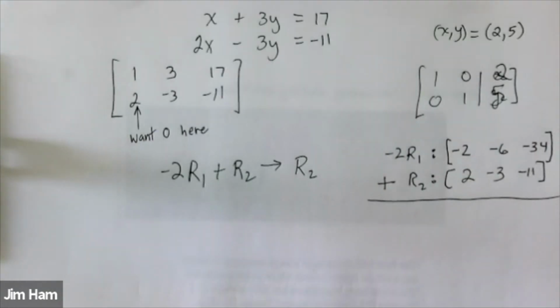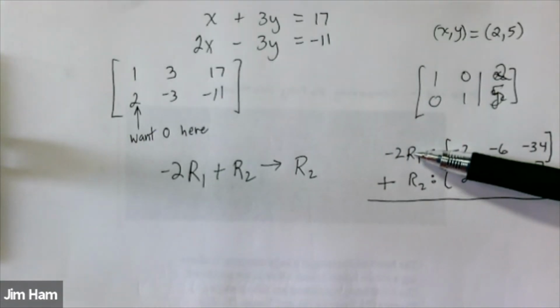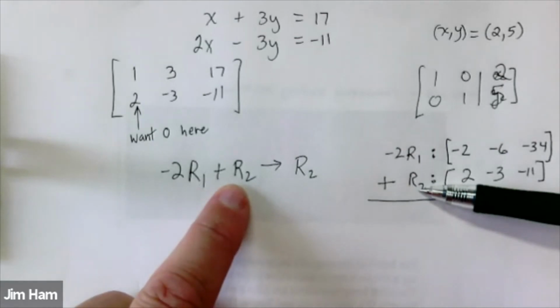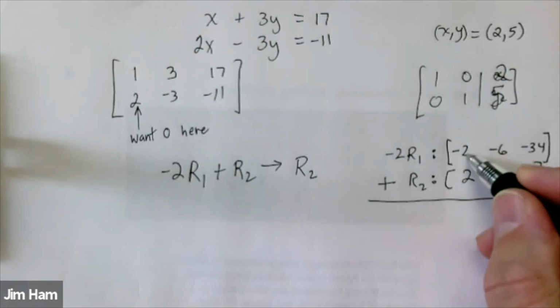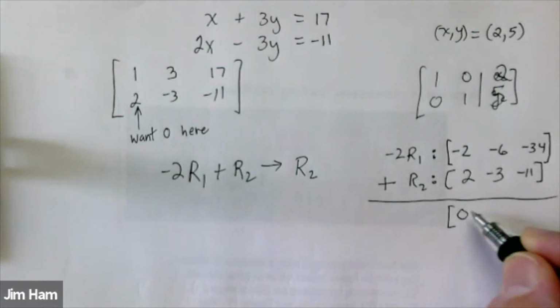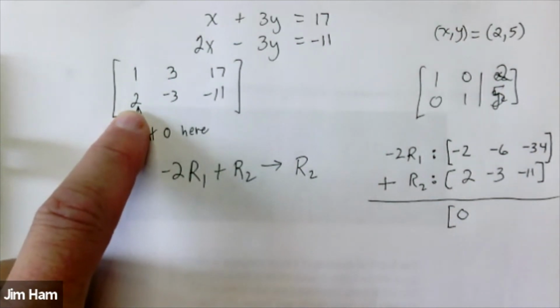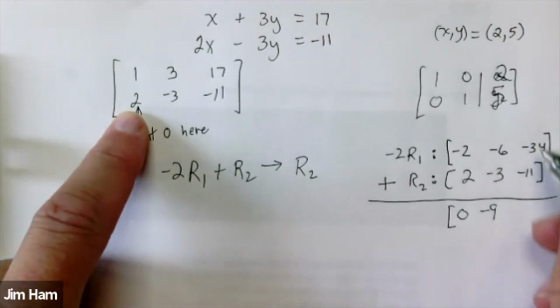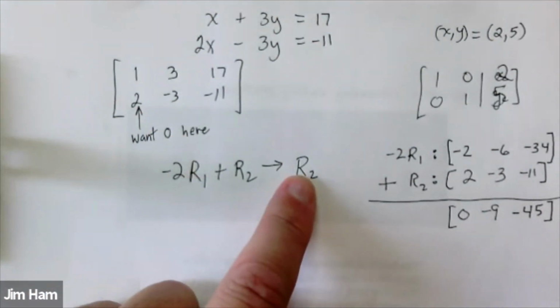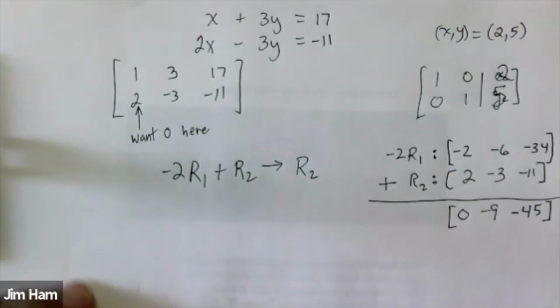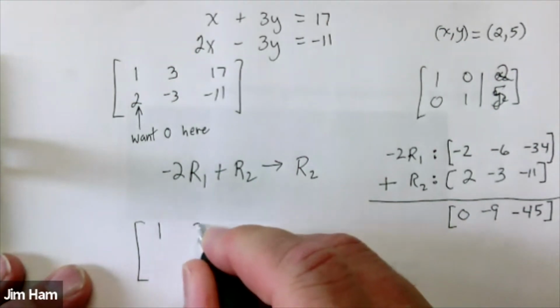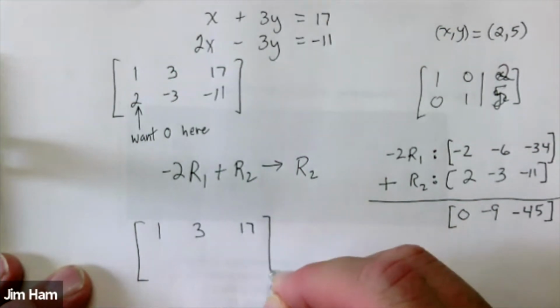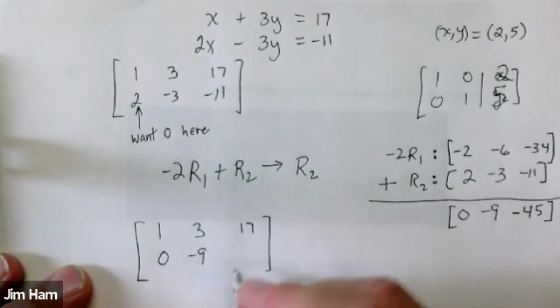So if I add -2 row 1 plus row 2, that is, add these two row matrices here, you're going to see the 2 and the -2 add up to 0, and that's what's going to give me a 0 in that spot right there. These numbers add up to -9, these add up to -45. And then it says that becomes our new row 2. So since we're only changing row 2, row 1 remains the same. Row 2, however, is our new row 2.